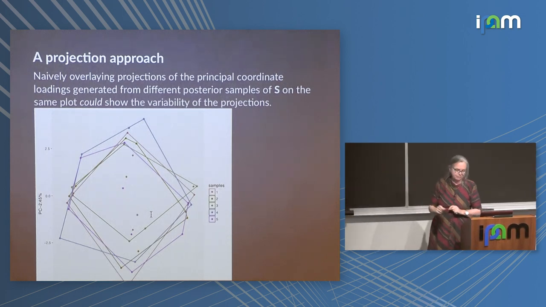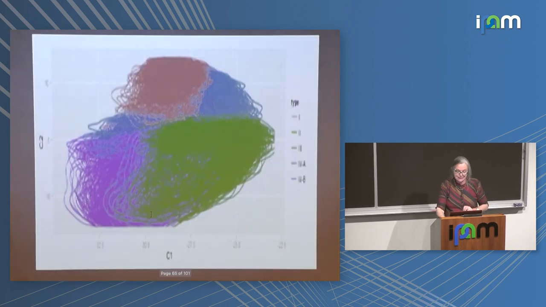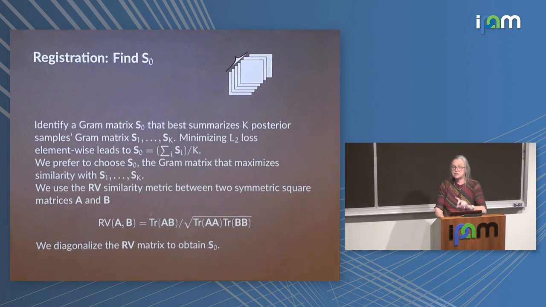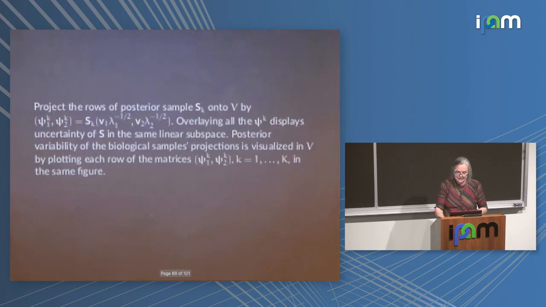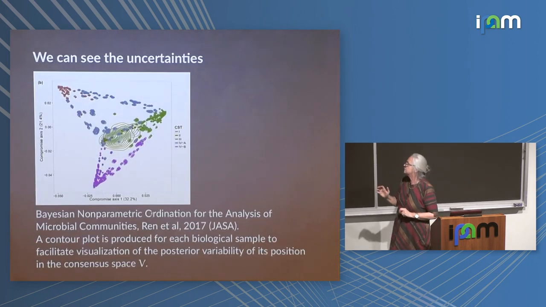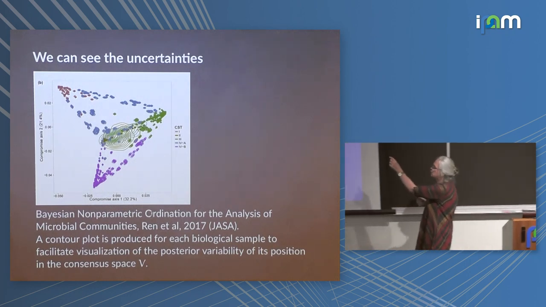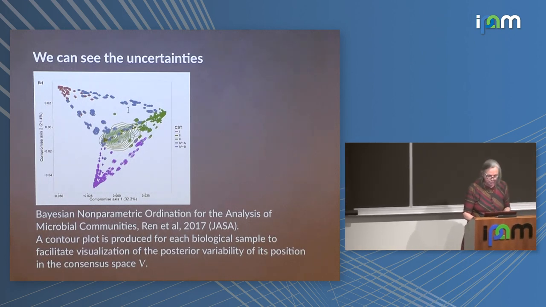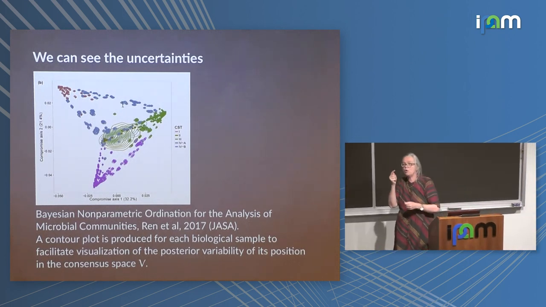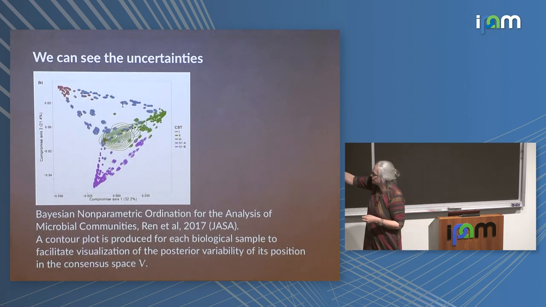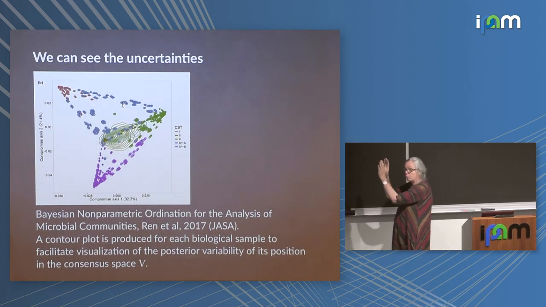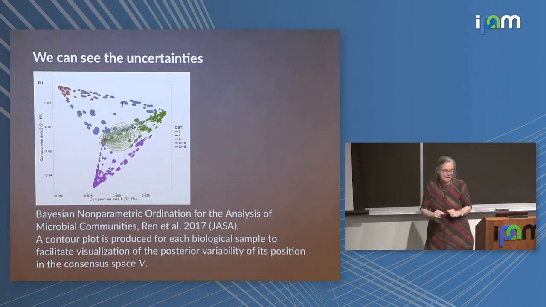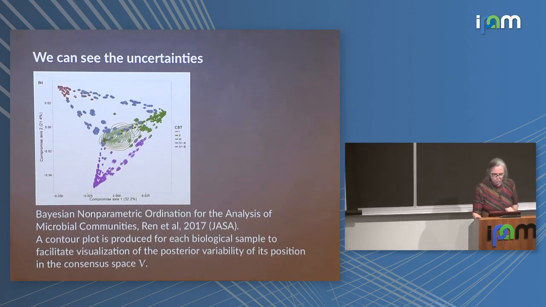All of those points should be very close. When we do registration, just like image registration, and this is done by doing inner products between the tables, this is what we get. Each one of those points is actually a contour plot, and that contour plot is the whole posterior probability density. So it tells us that in the ordination plot, we're pretty sure of all the points where they project, except here, we have some uncertainty.